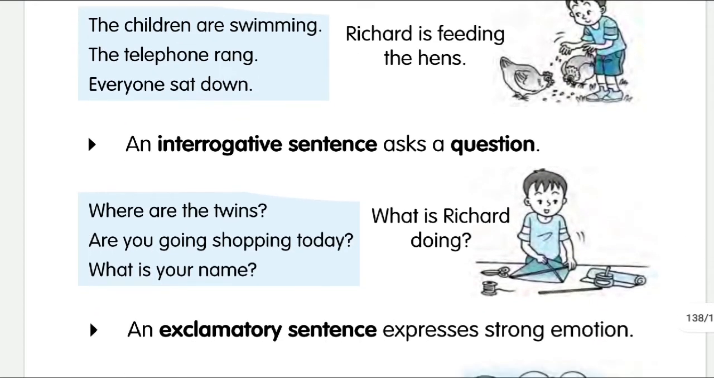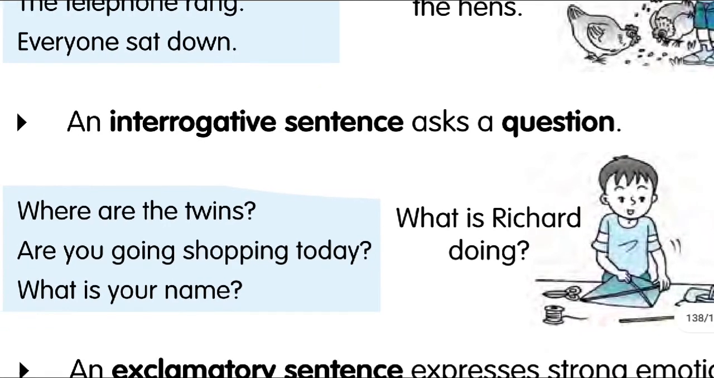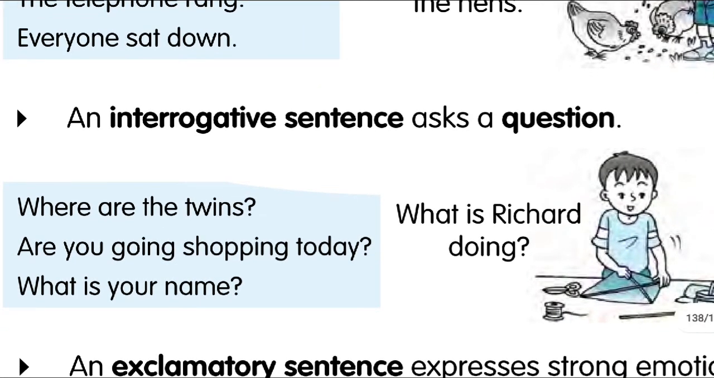The next one is the interrogative sentence. It is all about question marks and WH words. For example, where are the twins? What is your name? What is Richard doing? Are you going shopping today? Sentences which end with a question mark are called interrogative sentences. All WH words, how, what, where, whom, which, when, all these start the interrogative sentences.